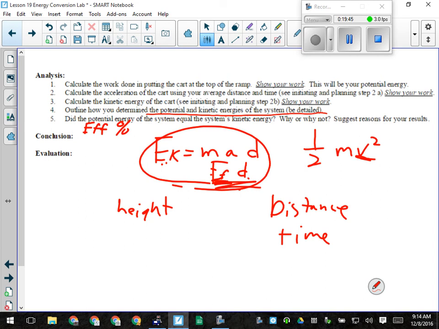Did the potential energy of the system equal the system's kinetic energy? Why or why not? Suggest reasons for your results. That's the question that's saying, where did the energy go? So while you're doing this, watch it carefully. Maybe take a video of it. Then later on when you're working on this question, you can look at it, listen to it, and go, okay, maybe it lost some energy there. What happened with the cart? It was doing something funny here. Would it have lost energy when it did that? All of that kind of stuff.